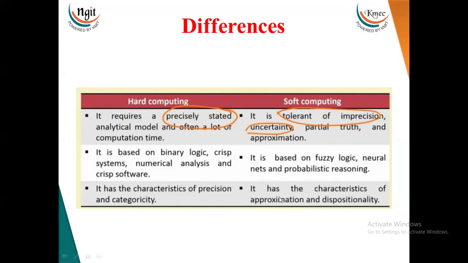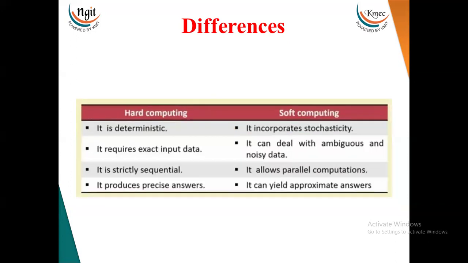Hard computing has the characteristics of precision and categoricity. Precision means you will have perfect clarity and the exact value for the result. But in soft computing, it is an approximate result and dispositionability, so we cannot say that this belongs to this particular class. Next, hard computing is deterministic, soft computing is not deterministic, as already discussed. Hard computing is linear, soft computing is non-linear. Hard computing produces the exact, precise answers, while soft computing produces approximate answers.